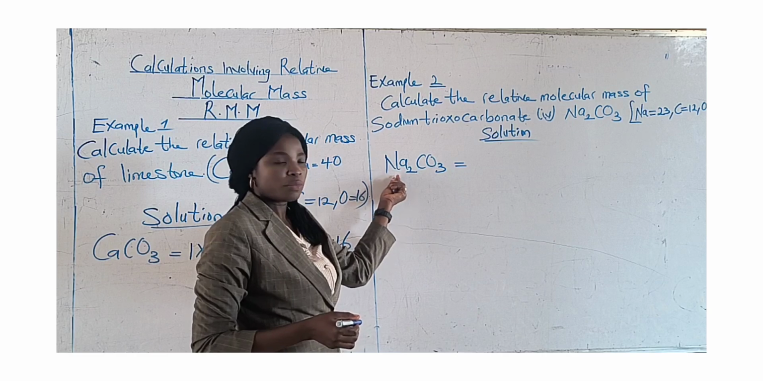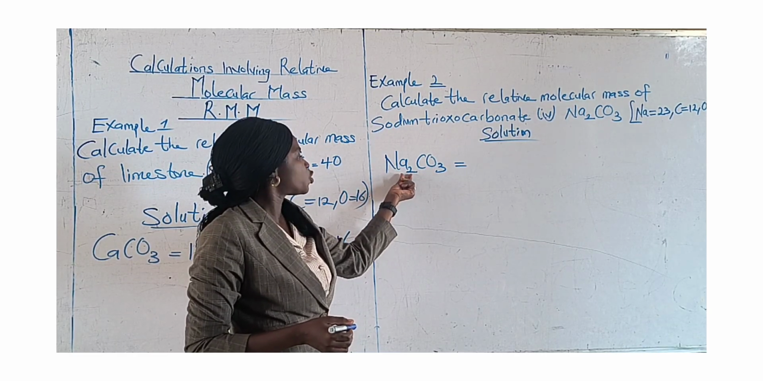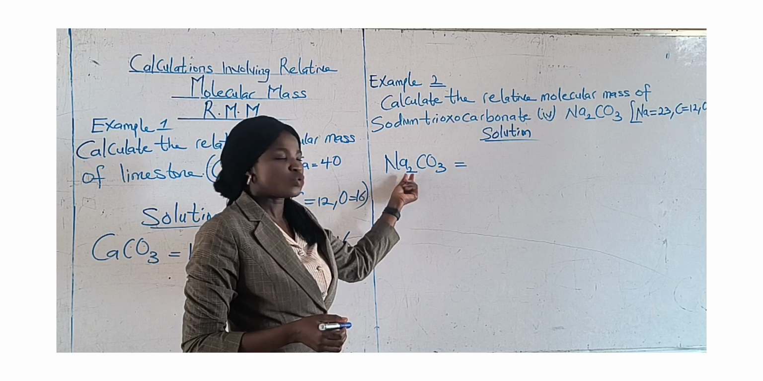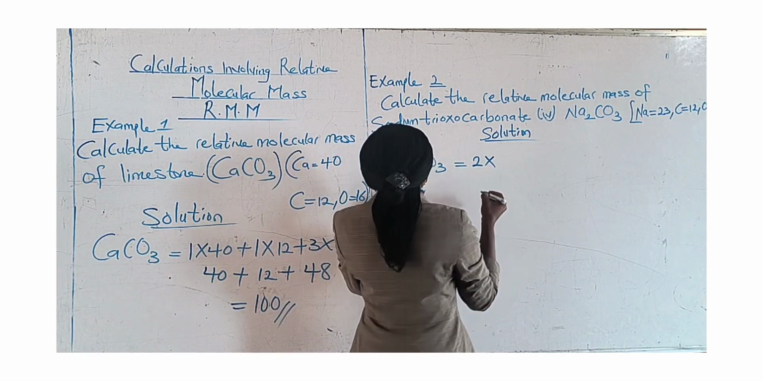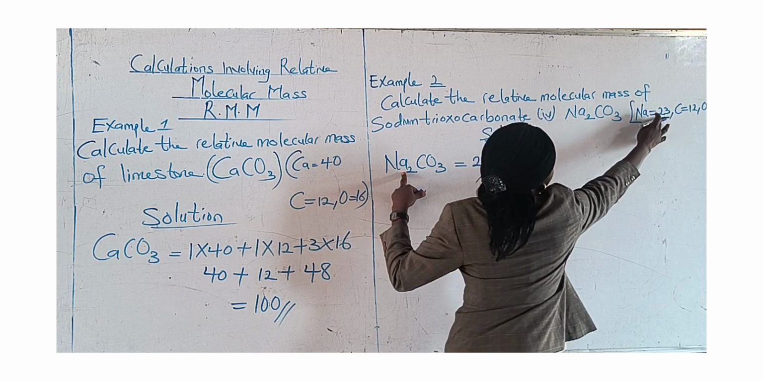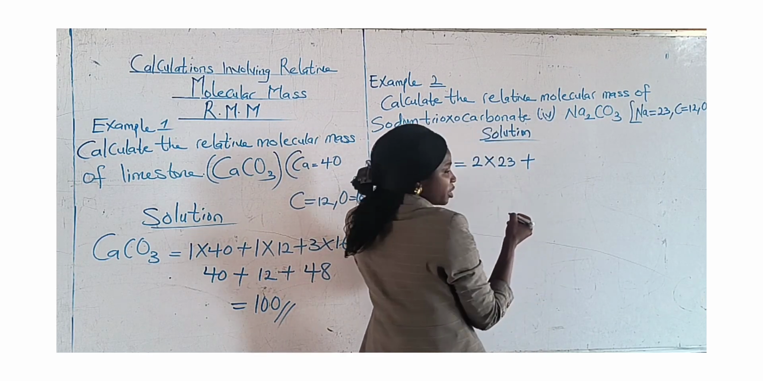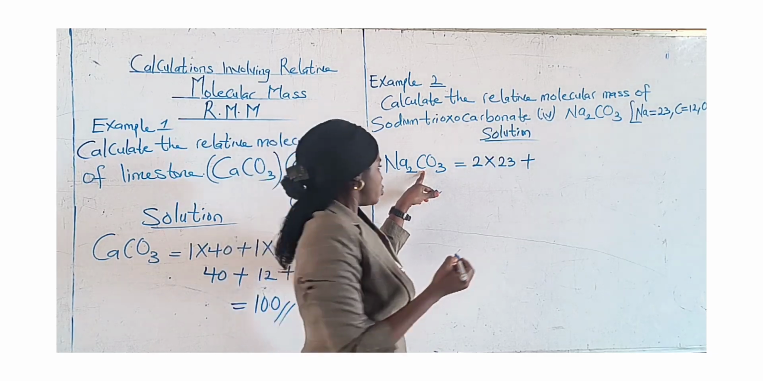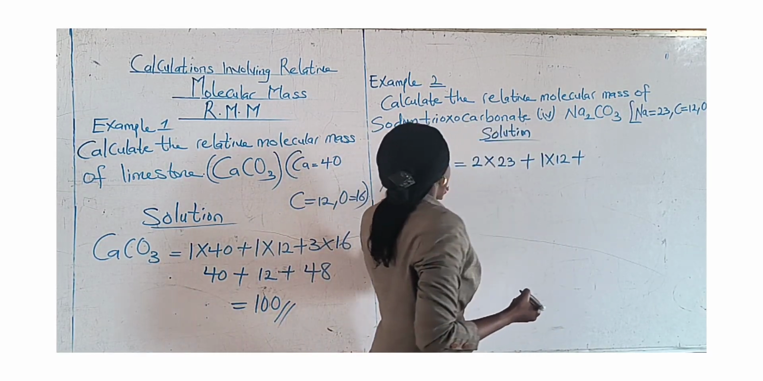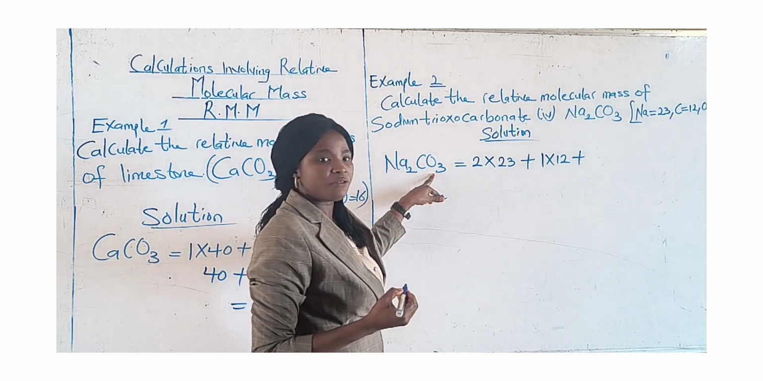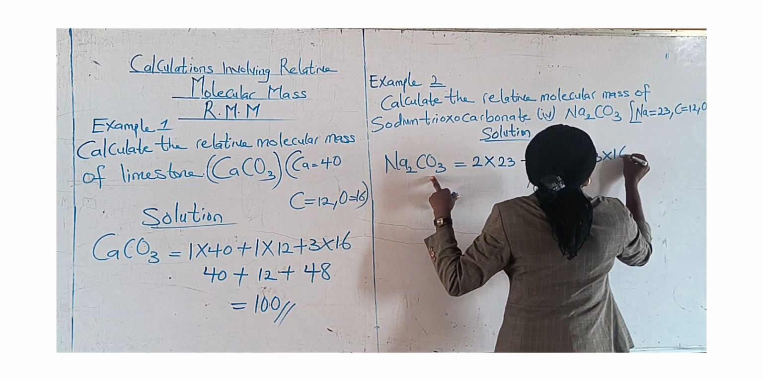Remember? Good. The component elements this compound is made up of are what? We have sodium, we have carbon, and we have oxygen. Good. So how many sodium do we have here? We have 2. That will now be 2 multiplied by what? What is the atomic mass of sodium? 23. Plus carbon. Carbon is how many here? 1. Good. That will be 1 multiplied by 12 plus. How many oxygen are we given? We are given 3 oxygen, right? Now 3 multiplied by 16.